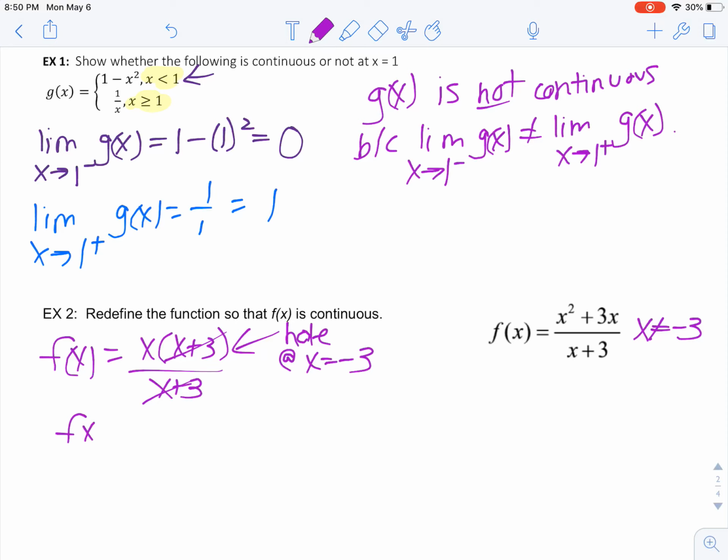So we have f of x equals x. So f of -3, if I plug in -3 into this function, is going to equal -3. That's that y value that would have a hole there. The hole would be -3 comma -3.